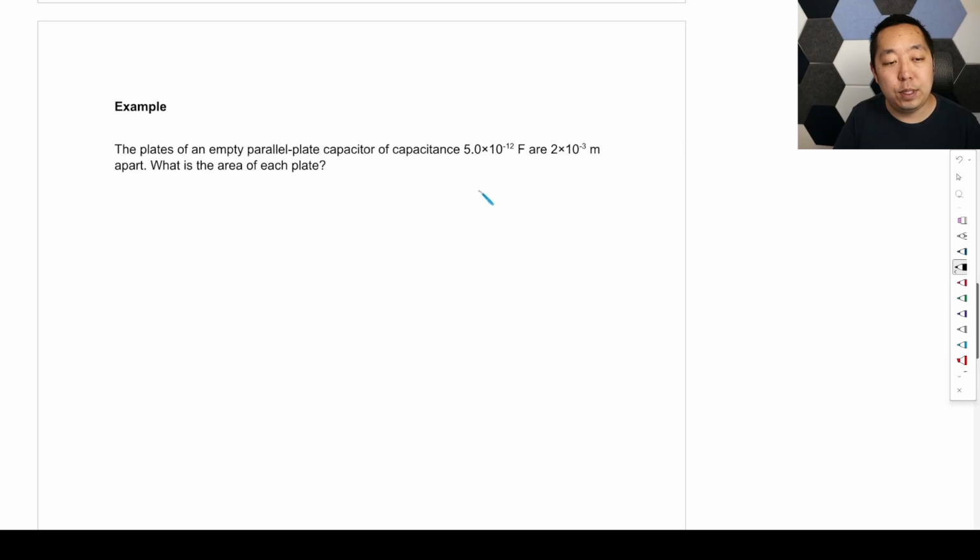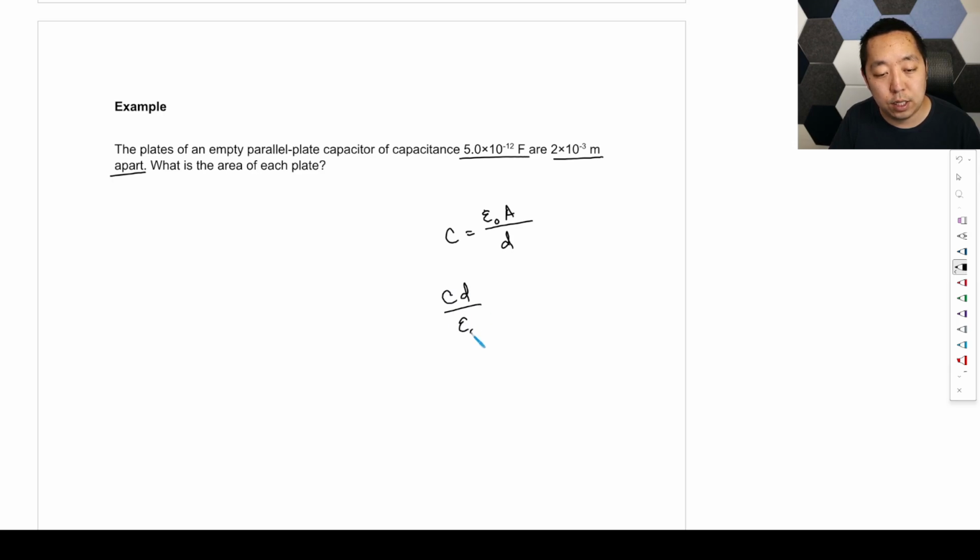We have the plates of an empty parallel plate capacitor with a capacitance of this and they are this far apart. What's the area of the plate? So again, we use C is equal to epsilon naught A over d, and you want to solve for the area of the plate, so it's going to be C times d over epsilon naught is equal to A.